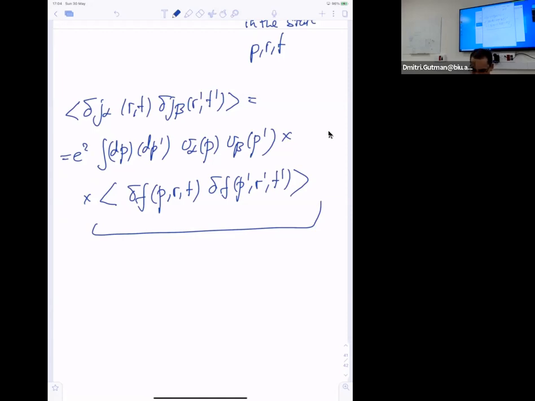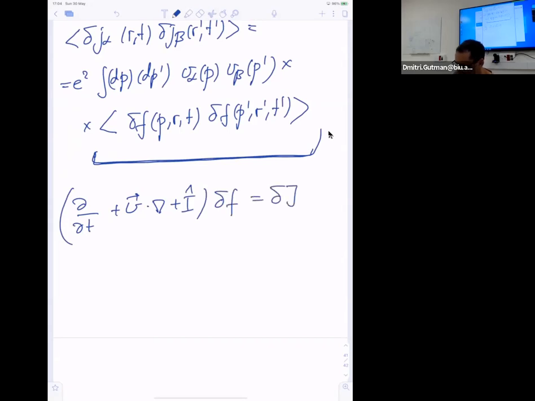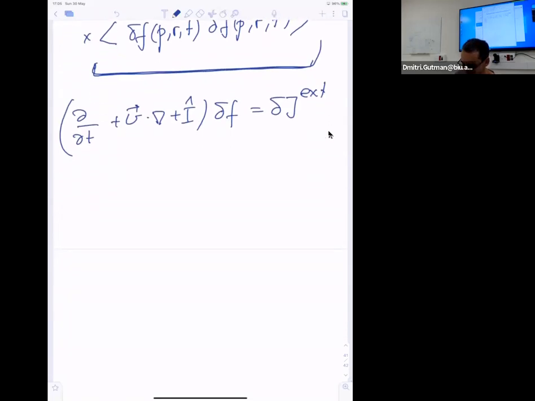So how do I compute the correlation function of delta f? I go to the Boltzmann-Langevin equation and I say, okay, delta f satisfies our Boltzmann-Langevin equation. So this is a linear operator. I need to invert this operator. So how do I invert this operator? Let's define a Green function for this operator.